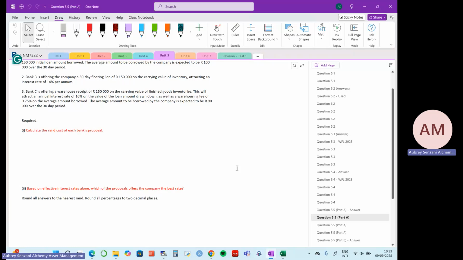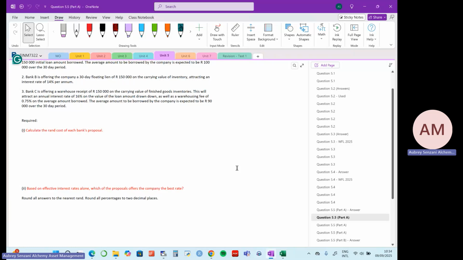Bank A, all right, is offering a trust receipt loan of 150 against finished goods inventories. This will attract an annual interest rate of 10% on the value of the loan drawn down, as well as an administration fee of 0.50% on the 150,000 initial loan amount borrowed. The average amount to be borrowed by the company is expected to be 100,000 over the 30-day period. Okay.